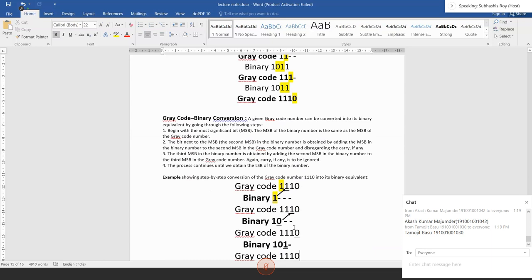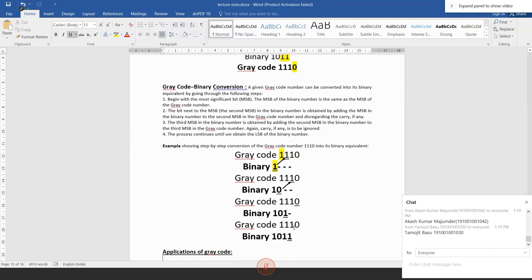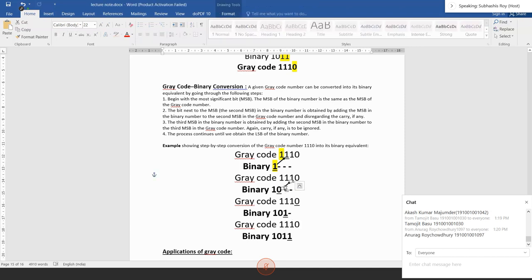But in case of gray to binary, this addition follows this arrowhead location, bit by bit position. First, the copied bit is added with the second bit of the gray code. Then you get the second bit in binary, which will be added with the third bit of the gray code. Then you get the third bit, which will be added with the final bit of the gray code. So let me just copy paste again. This will be added with the final bit of the gray code.